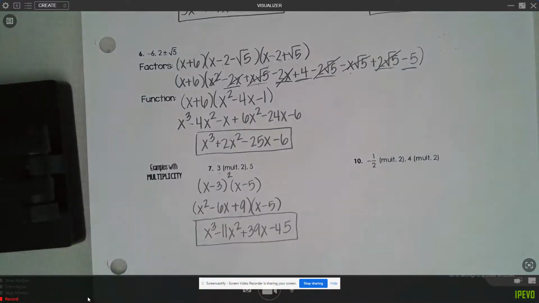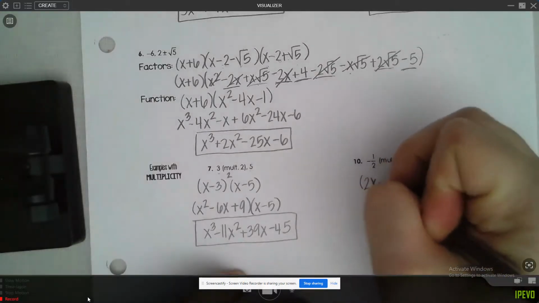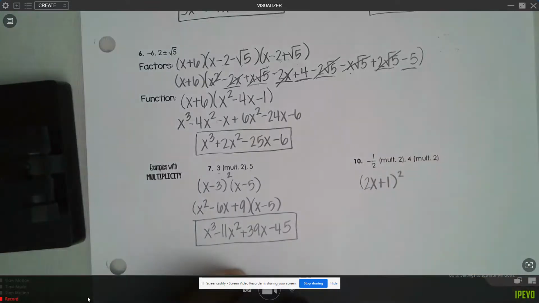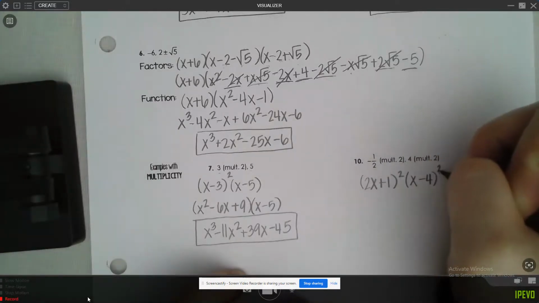Now 10. Where's my first 0? Negative 1/2 though, right? But how do I write that as a factor? So it would be x plus 1/2, correct? Where does that 2 go? Coefficient of what? X. This is 2x plus 1, the quantity squared. And then x minus 4 squared.